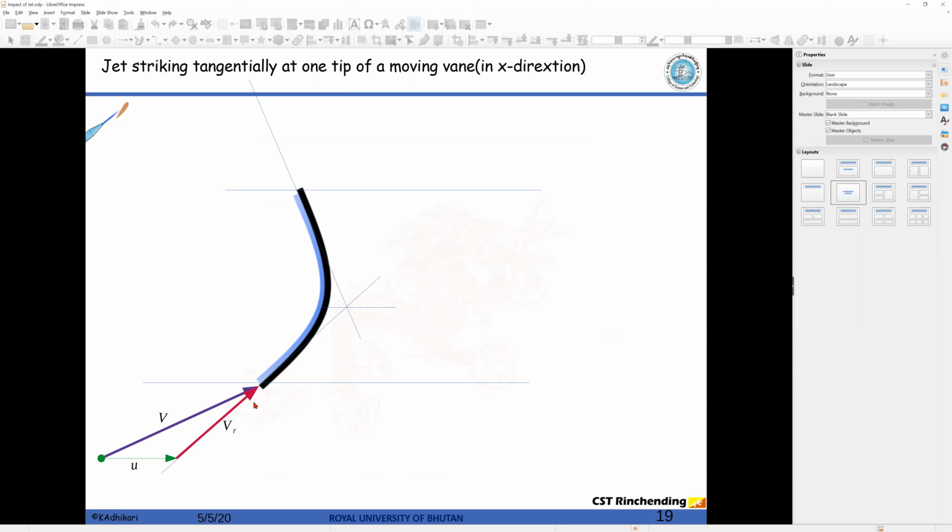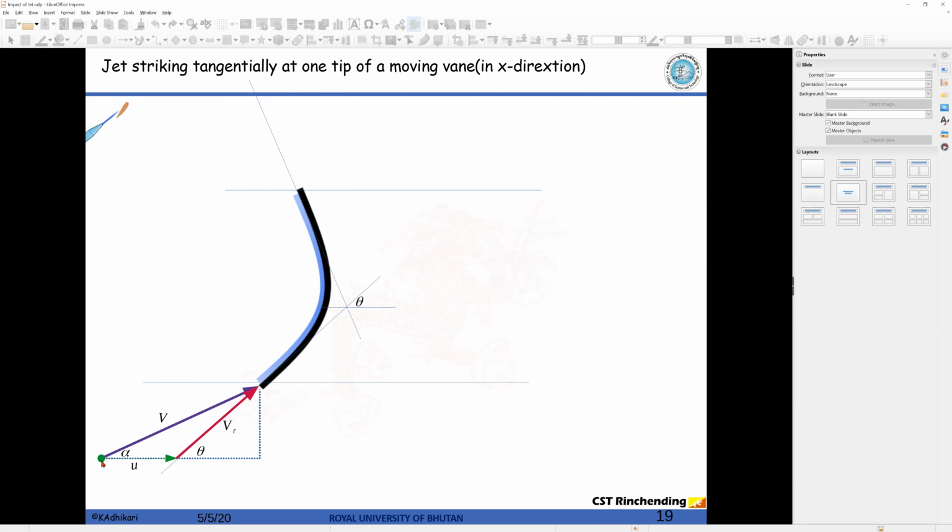Notice that the relative velocity has to be in the tangential direction to the vane. Similarly, when it goes out, it has to go out tangentially. That is what you need to understand. Let's say the angle between the velocity of the vane and the relative velocity is theta, and alpha is the angle between u and v. Please understand, v is the absolute velocity of the jet, u is the velocity of the vane, and vr is the relative velocity at inlet. I'm now going to use u, v, and vr instead of the long names.